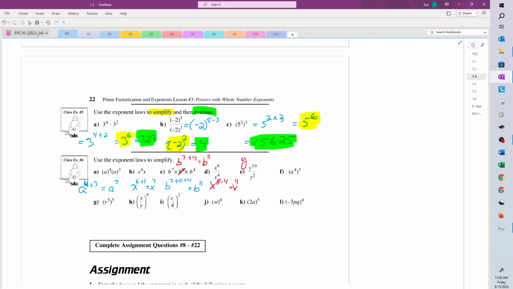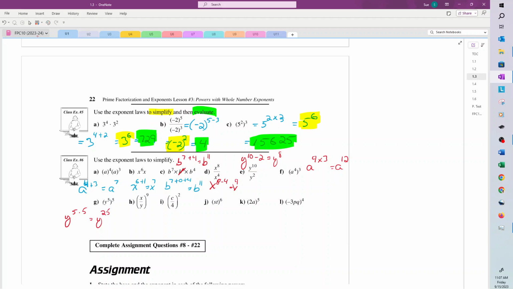This one is y to the 10 minus 2 equals y to the 8. And I want you to be able to make sure that you can also visualize what's happening there. You've got 10 y's across the top and you've got 2 on the bottom. 2 of them are going to cancel out. You're going to be left with 8 on the top. This is a to the 4 times 3 equals a to the 12.